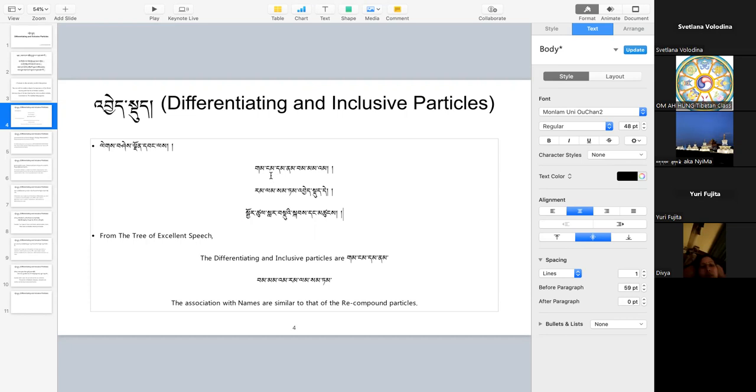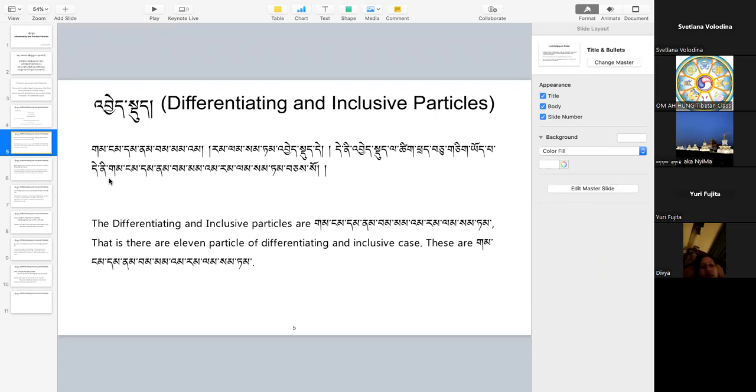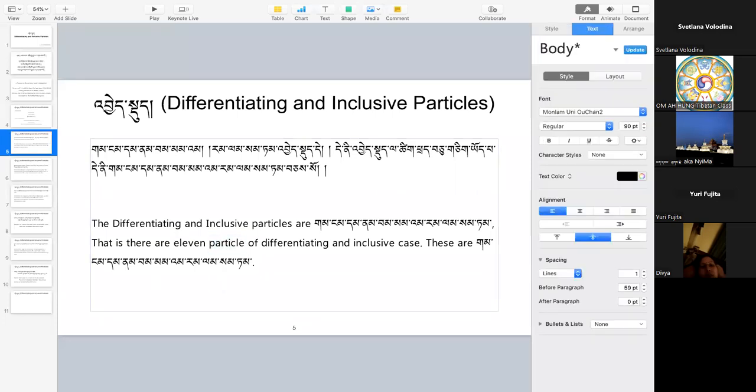Now, trying to understand the lines of the root text. The first one is kham, ngam, tham, nam, pham, mam, hum, ram, lam, sam, tam, che, du, te. Te ni, che, du, la, tsi, te, chu, chi, yue, pa, te ni, kham, ngam, tham, nam, pham, mam, hum, ram, lam, sam, tam, che, so. So the differentiating and inclusive particles are kham, ngam, tham, nam, pham, mam, hum, ram, lam, sam, tam. That is, there are 11 particles of differentiating and inclusive case.